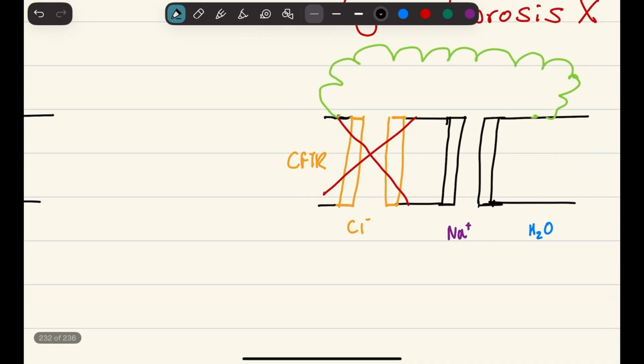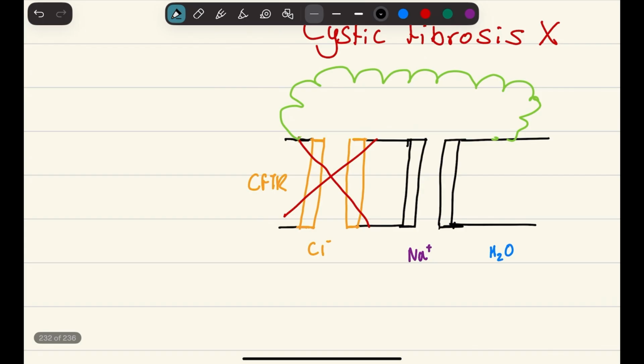What's actually happening with cystic fibrosis is that the CFTR is either not working or it's not there. Right? And that means that chloride isn't going to pass through. If my chloride isn't going to pass through, sodium's not going to go, because why would it? It doesn't need to balance any charges there, which means water isn't going to go. And that means that we're going to form this really thick, sticky mucus that can get trapped.